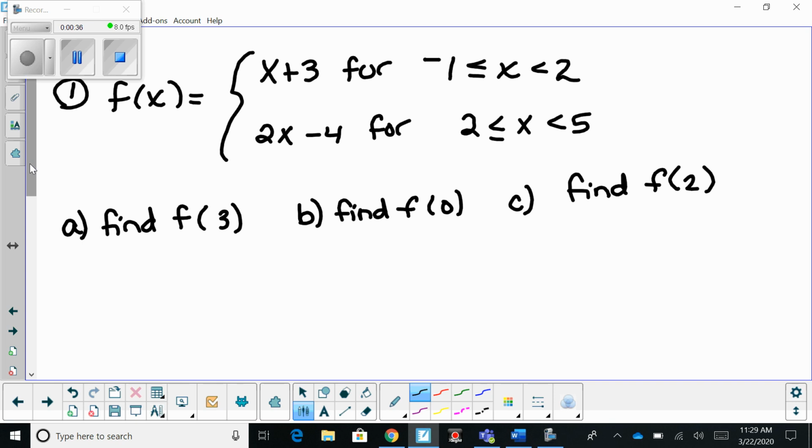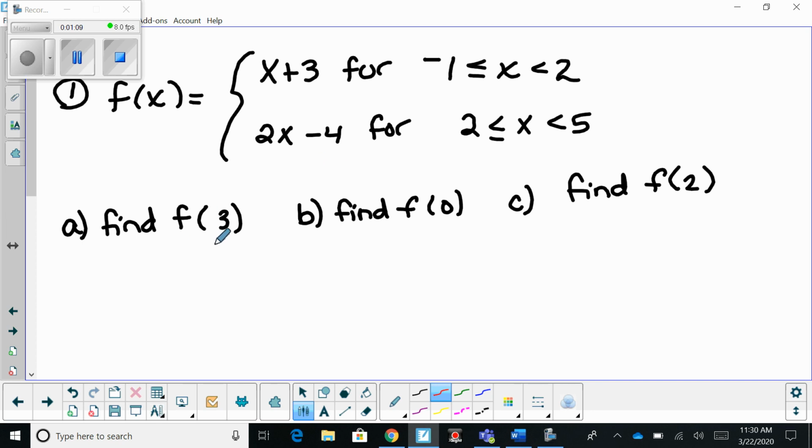Evaluating means to find the value for a specific x, or a specific piece of the domain, a number in the domain. This is what a piecewise function looks like with two separate pieces. For all values of x in between -1 and 2, you have the piece of the function x plus 3. For x values between 2, including 2 to 5, you have the function 2x minus 4.